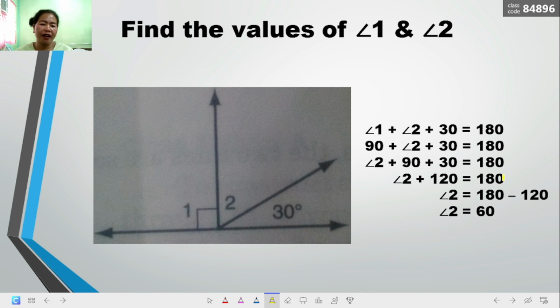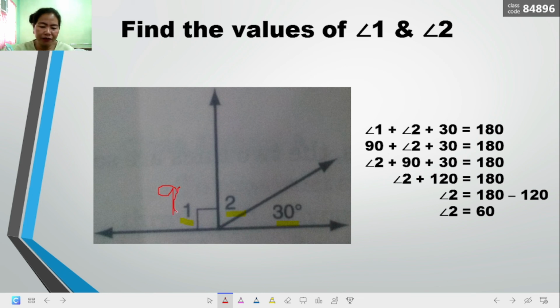Find the value of angle 1 and angle 2. If you can see here in the illustration, angle 1 is labeled with a right angle symbol, angle 2 is unknown, and the last angle is 30 degrees. To find the value of angle 1, since it is illustrated with a right angle symbol, the measure of angle 1 is 90 degrees.